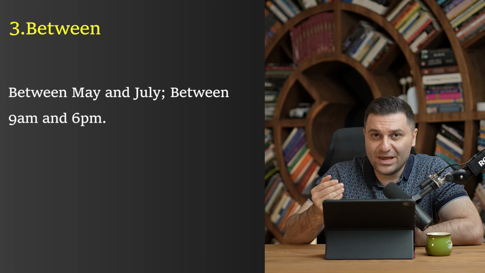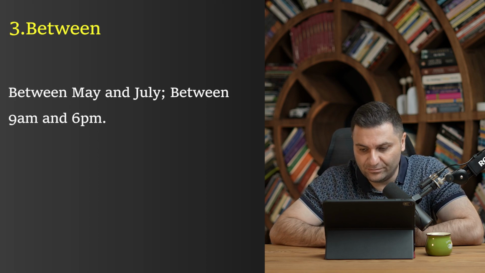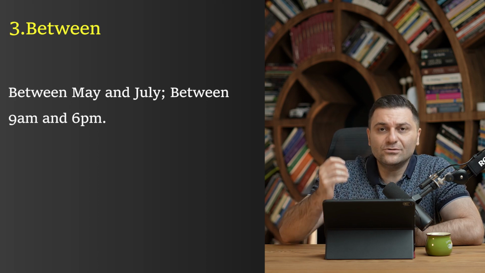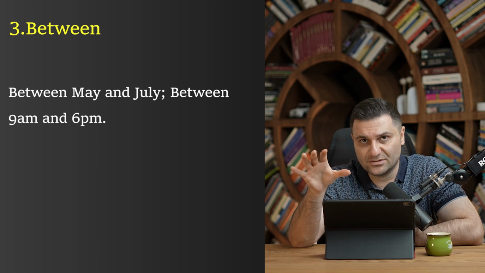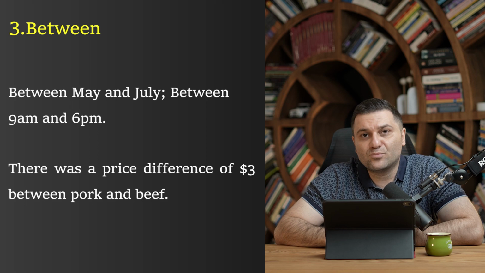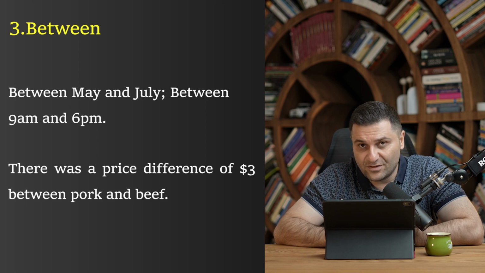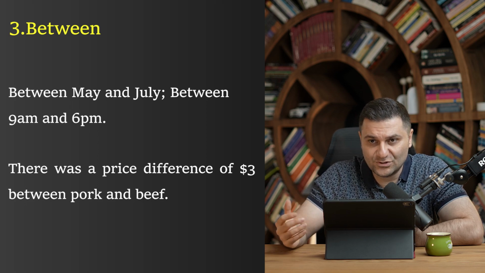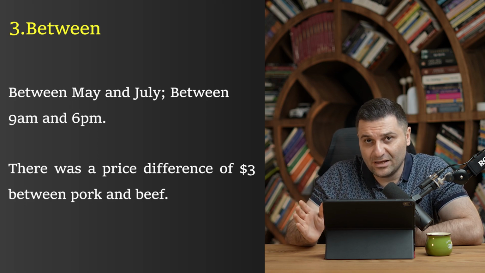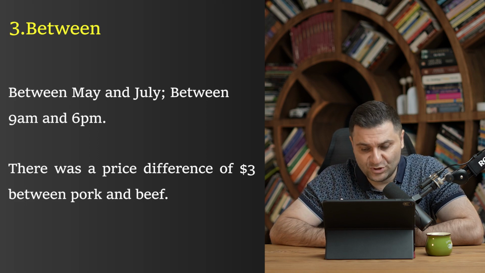Our next preposition is between. Between is used with two dates or two times, for example, between May and July, or between 9 a.m. and 6 p.m. And also we use between when we want to talk about comparisons, for example, there was a price difference of $3 between pork and beef. We compare pork and beef, therefore we use between.